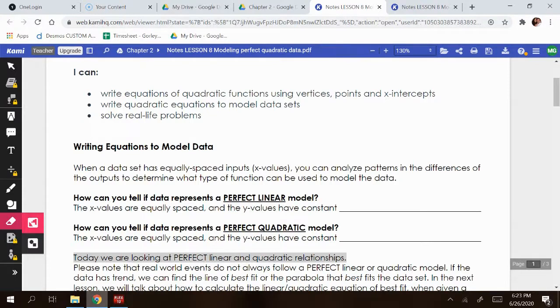When a data set has equally spaced inputs, or x-values, you can analyze patterns in the differences of their outputs to determine what type of function can be used to model the data. So how can you tell if a data set represents a perfect linear model? Well, it depends on if you're given a graph or a table. If you're given a table and the x values are equally spaced, the y values should have constant first differences.